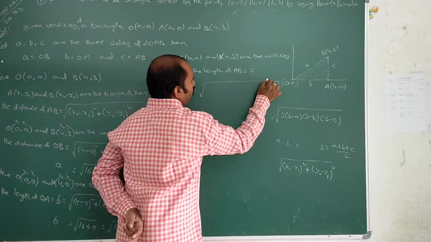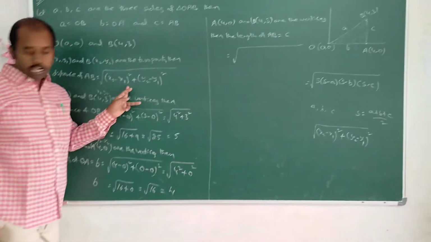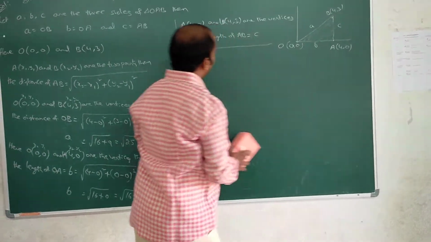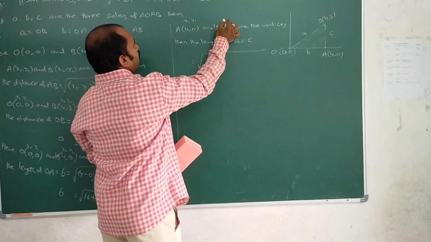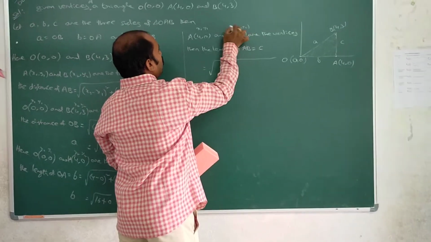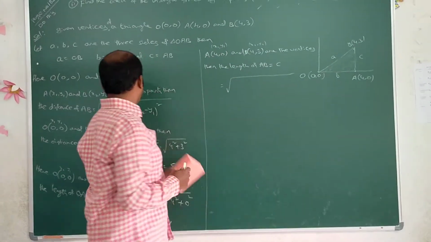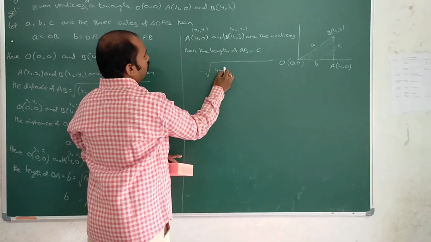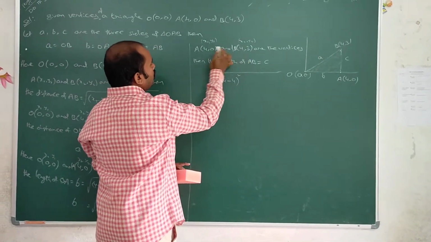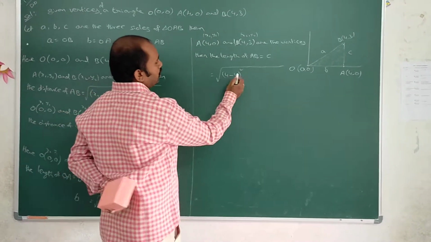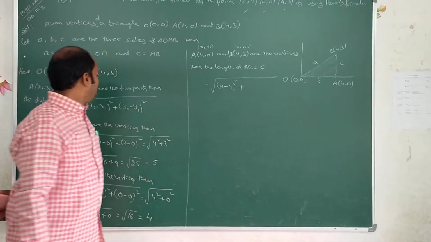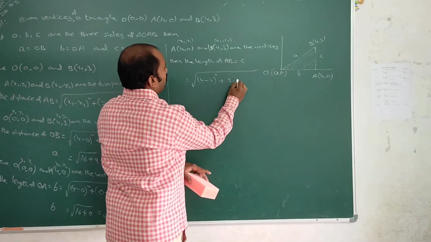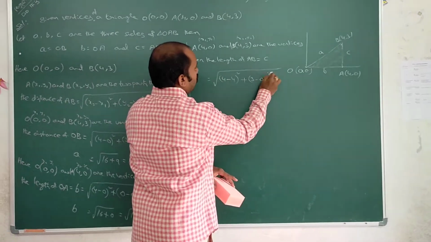Now substitute that formula. Already you know that formula, already you write the distance formula. So now substitute that. First point x1, y1. Second point x2, y2. Here the formula x2 minus x1. x2 here, what? 4 minus x1. x1 also 4. 4 minus 4 whole square plus y2 minus y1. y2, what? Here 3. 3 minus y1 value 0. So 3 minus 0 whole square.